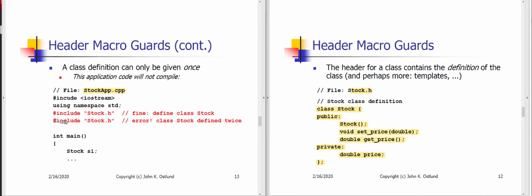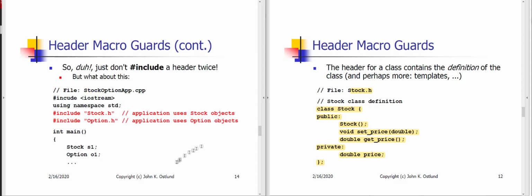So far, so good. But if I make the mistake of including stock.h a second time, then the compiler is going to see class stock being defined again, and I'll get an error from the compiler telling me that class stock is already defined. And this is a problem. Well, your first reaction looking at this might be, well, okay, so dummy, don't include that same header file twice. But that's a little bit easier said than done.